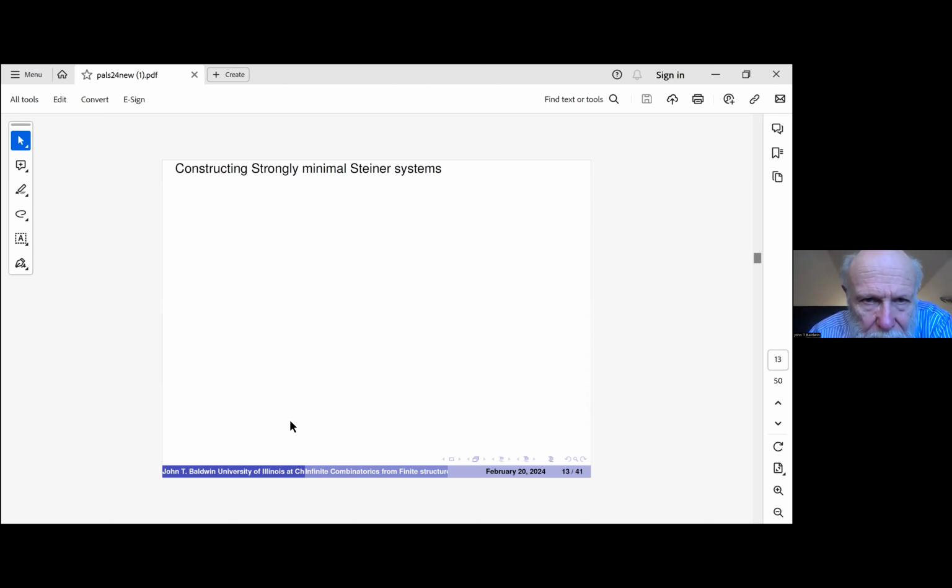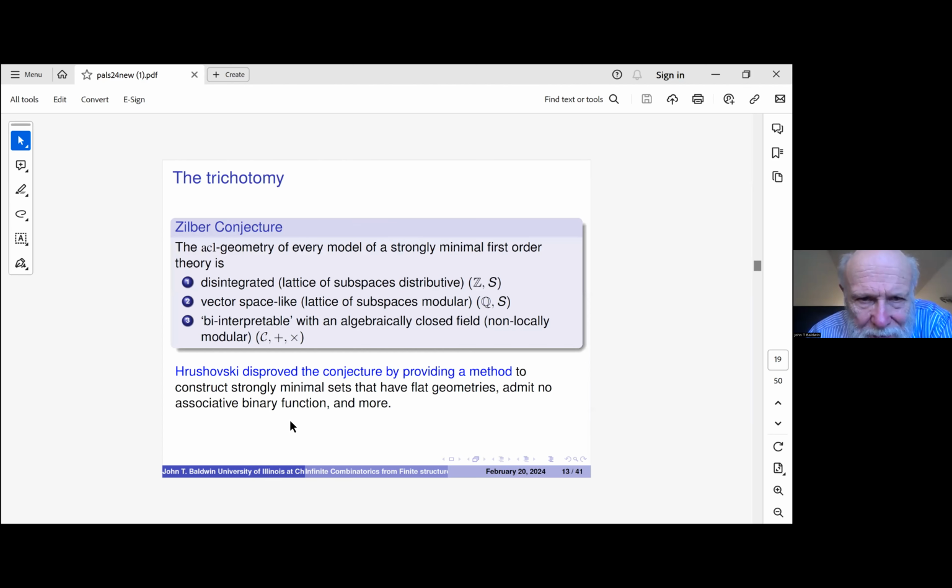Went the wrong way. Okay, so now I'm going to talk about constructing them, and why is there an industry of constructing strongly minimal sets? Well, in the early '80s maybe, Boris Zilber conjectured that those examples I gave you before were really pretty much it. That every algebraic closure geometry should either have the lattices of subspaces distributive, and then we call it disintegrated or sometimes trivial, like the case of copies of the integers under successor, or they're vector space-like, that's when the lattice of subspaces is modular, or it's bi-interpretable with an algebraically closed field.